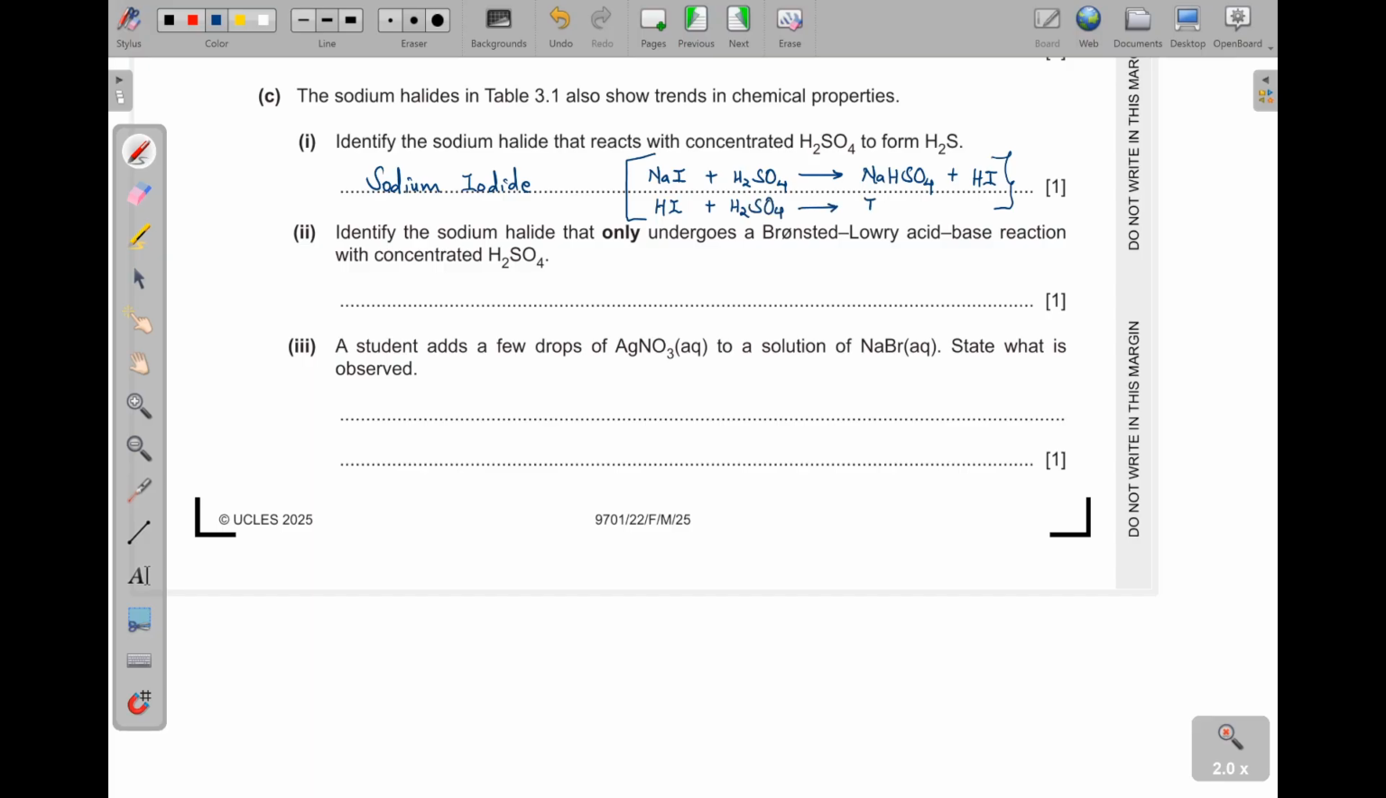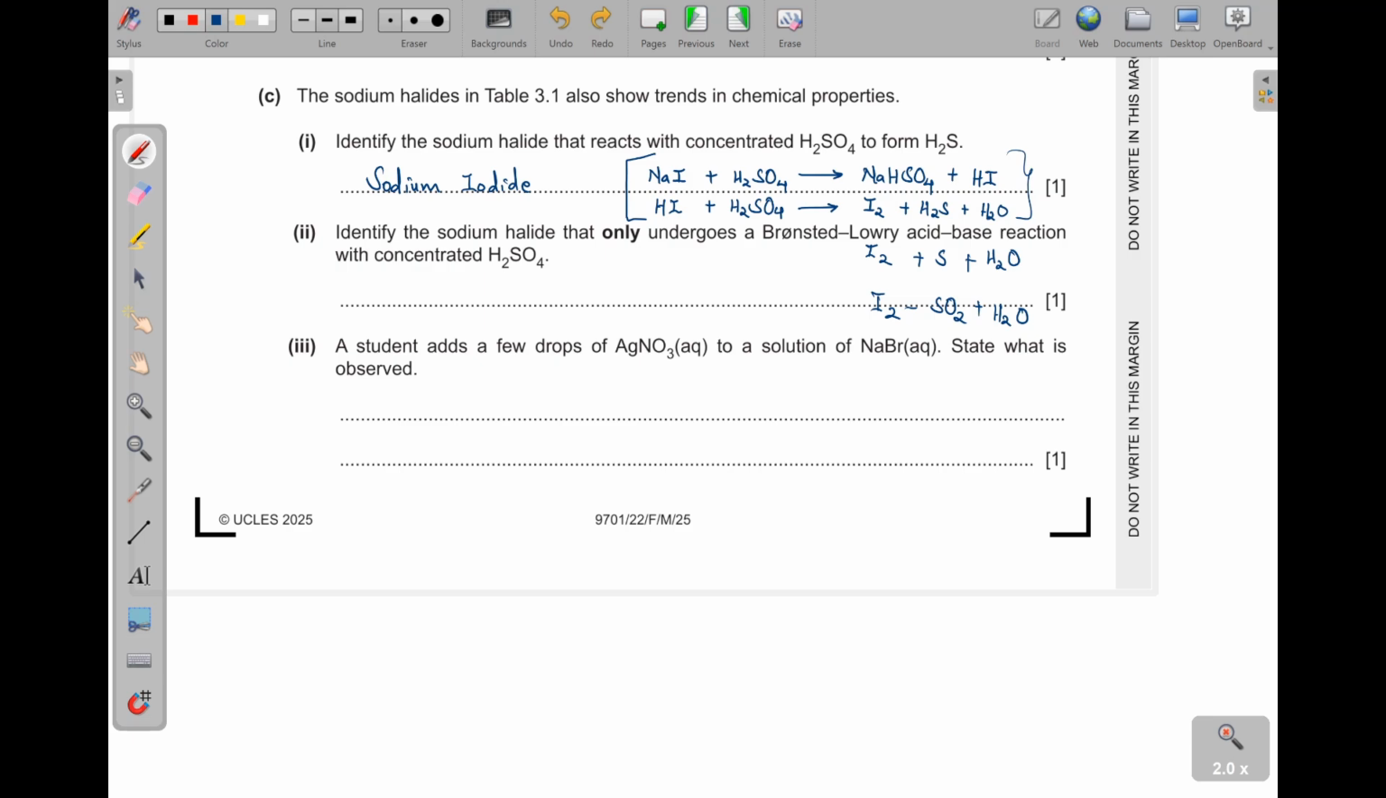Then we get iodine. By the way, there are 3 that you can get for iodine. There is iodine, plus we have this hydrogen sulfide, and then water. Another one can be iodine, you again put water. So there is sulfur, there is also sulfur dioxide. These are the possible 3 for hydrogen iodide when it is reacting.